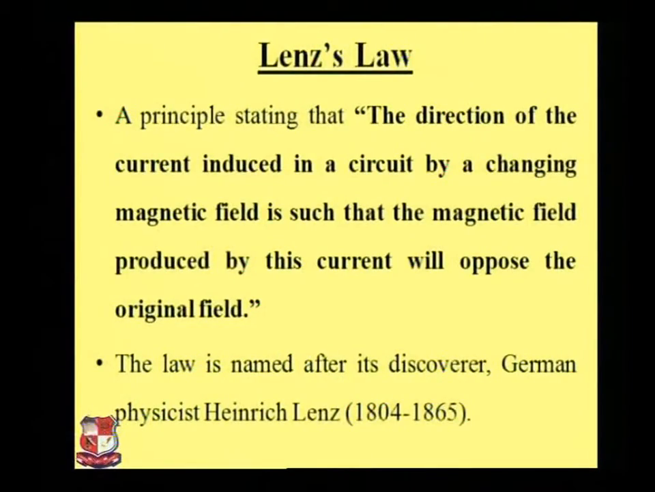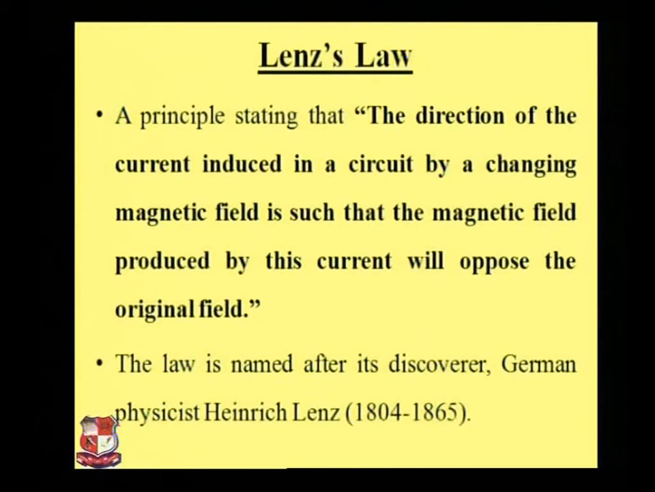Now move towards Lenz's law. The Lenz's law principle states that the direction of the current induced in a circuit by a changing magnetic field is such that the magnetic field produced by this current will oppose the original field. So whenever any current is flowing through the induced circuit, the magnetic field produced due to that current will oppose the original field. This is what Lenz's law says.